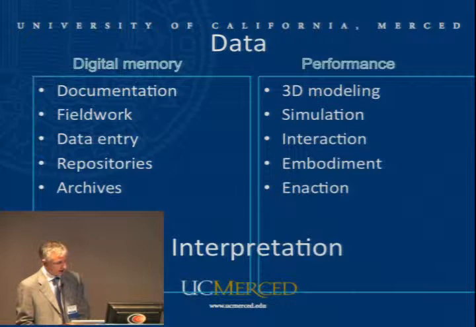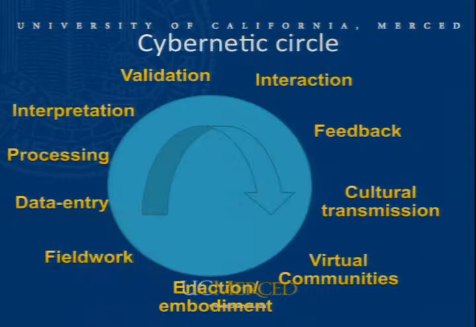It's very important that we discuss this. This is what I call the cybernetic circle: how we process data in our field, how they circulate. We can start typically from here. I'm very much a fieldwork guy, so I spend all my time in the summer in the field, but any kind of data entry will be processed, interpreted, then validated.